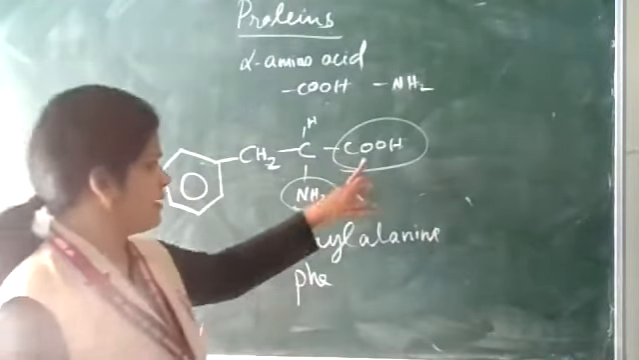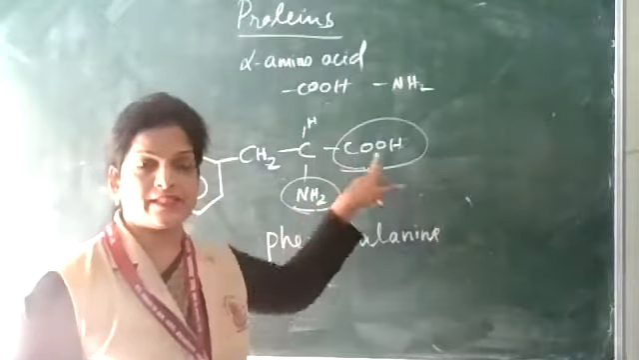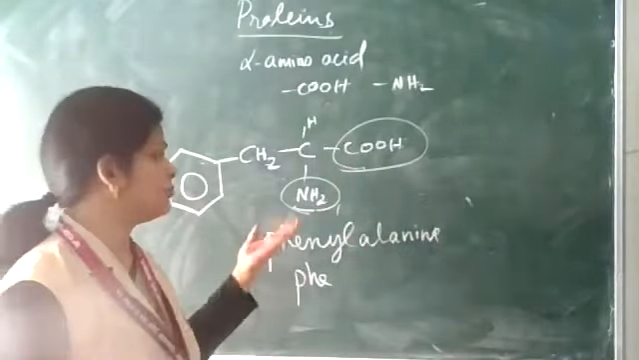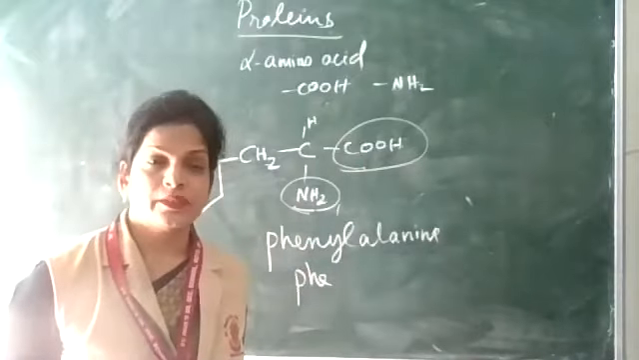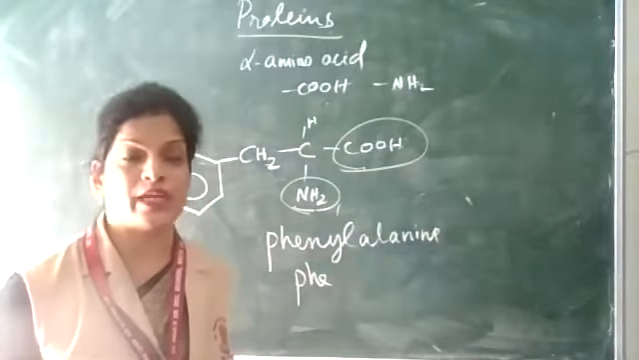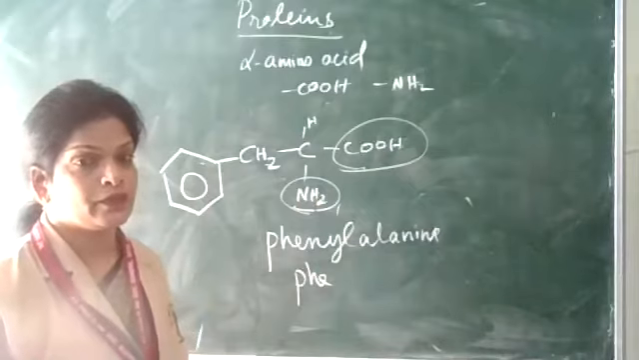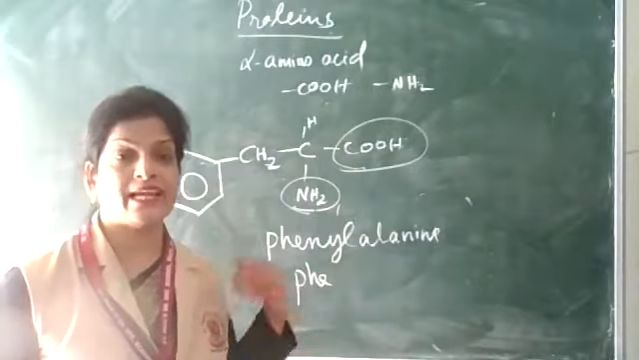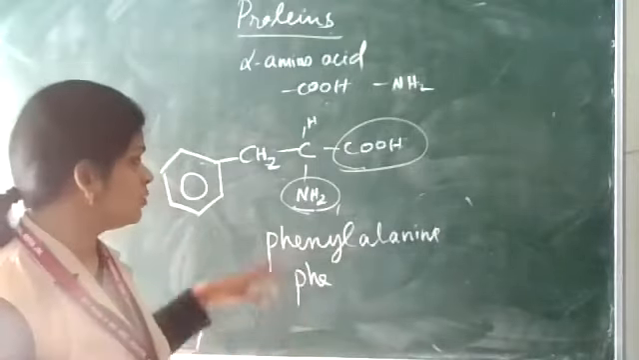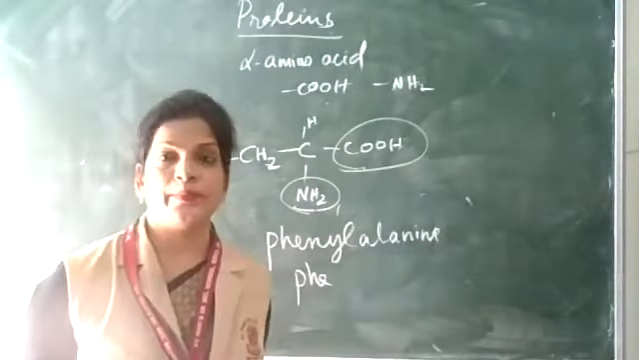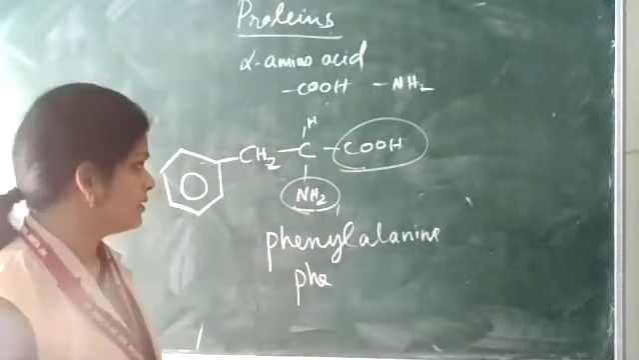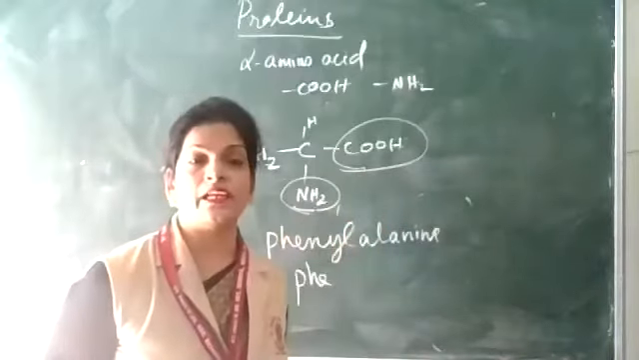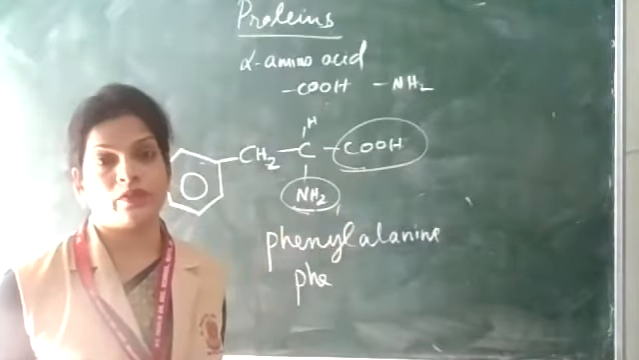Amino acids: the amino group is basic, and the carboxyl group is acidic. There may be more acid groups, there may be more NH2 groups, or there may be an equal number of NH2 and COOH groups. If there are more COOH groups, we call it acidic. If there are more NH2 groups, we say basic amino acid. If the numbers of NH2 and COOH groups are equal, we say neutral amino acid.